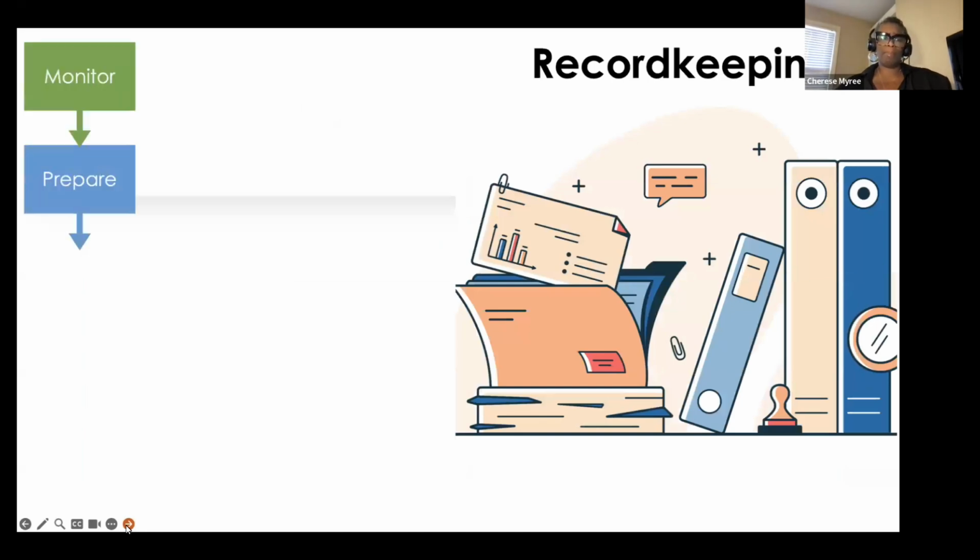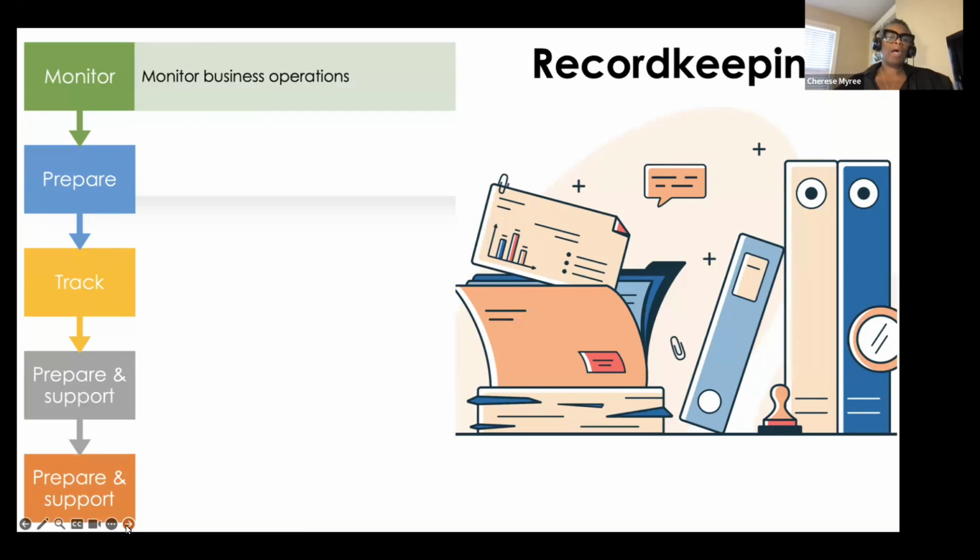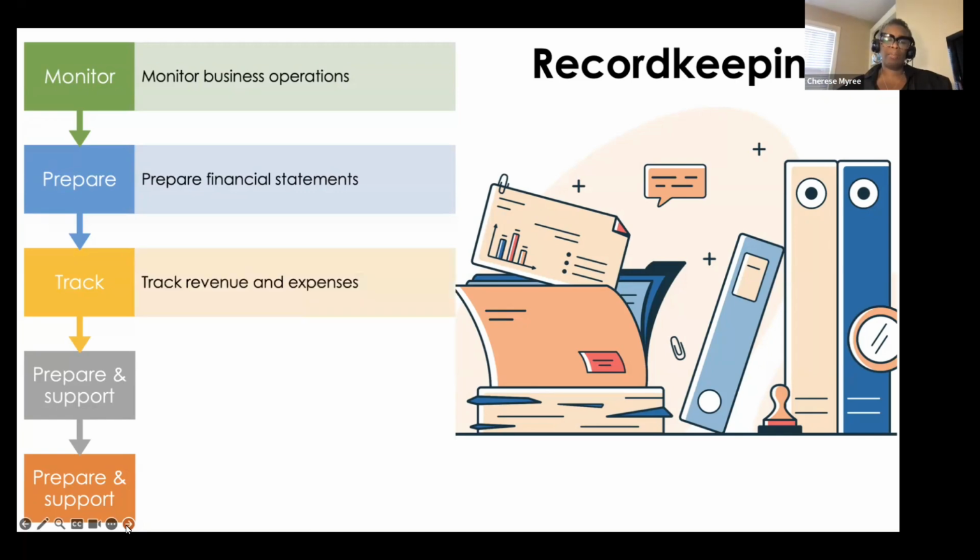So when it comes to record keeping, it requires you to monitor what's going on and have evidence of that through paper and documentation. It helps you prepare for successful operations and facilitation of Georgia Pre-K, track what you're doing, and ultimately support that activity. And so, in monitoring business operations, you have certain records that help you do that. When it comes to preparing financial statements or your actual reconciliation, record keeping is a key component of that because you're going to need those source documents to prepare those financial statements.